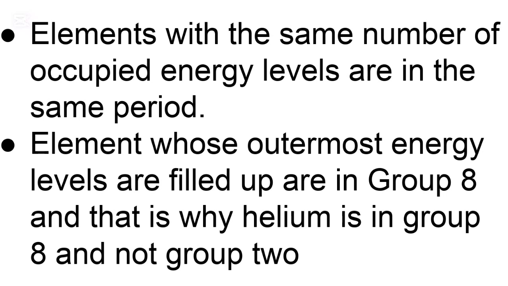Then elements whose outermost energy levels are filled up are in group 8. Look at group 8. We have helium. It has 2 electrons, the maximum number of electrons that the innermost energy level can accommodate. So because it has 2, it has its outermost energy level completely filled. So helium with 2, neon has 2.8, argon has 2.8.8. So group 8 constitutes those elements whose outermost energy levels are completely filled.